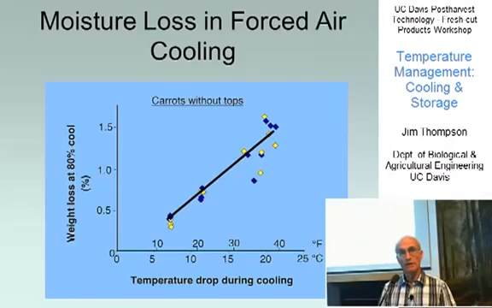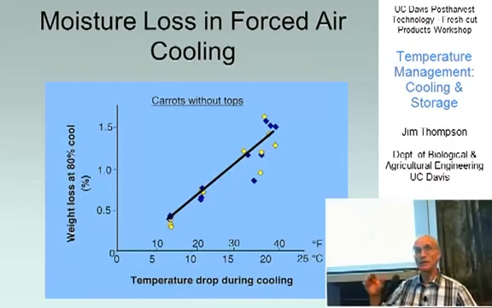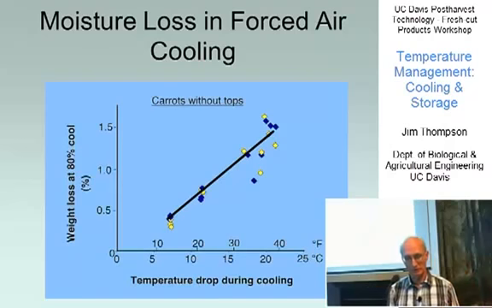There is only one example of a commodity I've ever seen that's damaged by fast forced air cooling, and that's a few varieties of stone fruit that are subject to inking problems, and fast cooling will exacerbate the inking. But other than that, we can run very high speeds of air over the product and not have any effect on the moisture loss. The rate of moisture loss, the amount, is dependent on how much temperature we remove from the product. Okay?